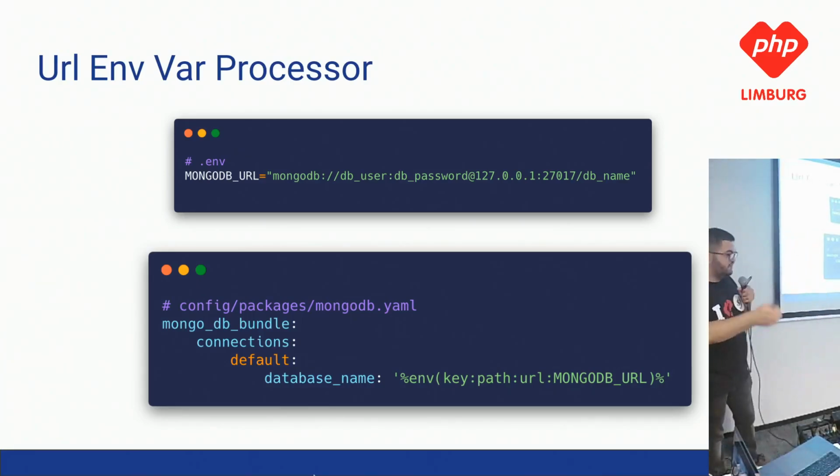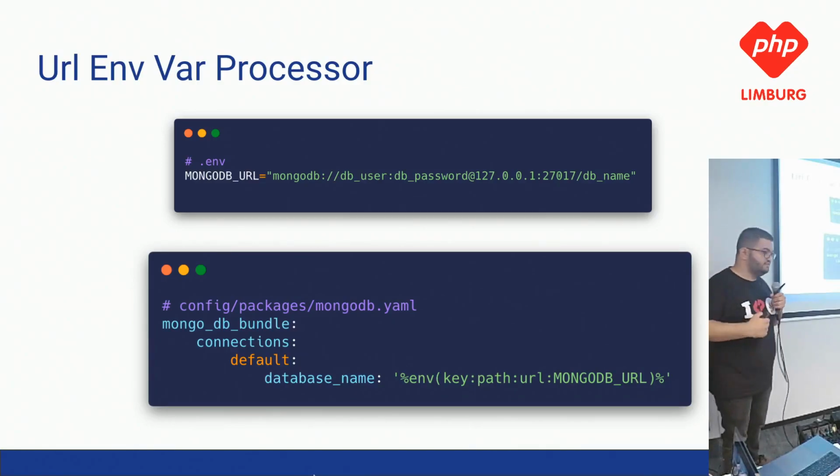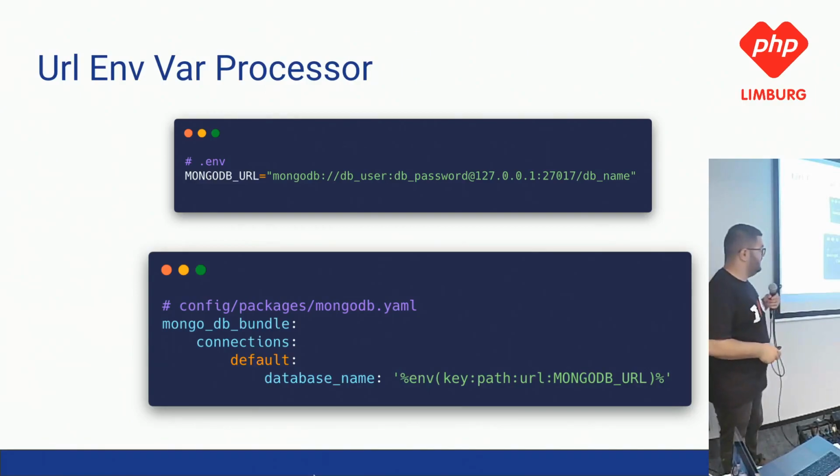When you need to connect to a database in your application, but you also need the database name somewhere else in your configuration, then you have to duplicate that information or have multiple environment variables like the host, the port, the username, etc. And that was not the best way to work with it. By using the URL environment processor, you can fetch some pieces of that connection string to use somewhere else in your configuration.